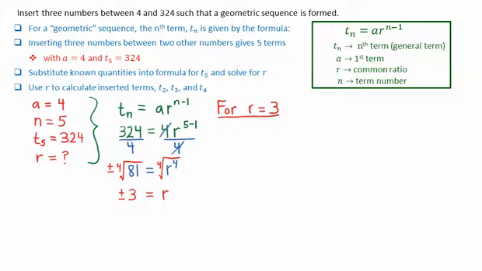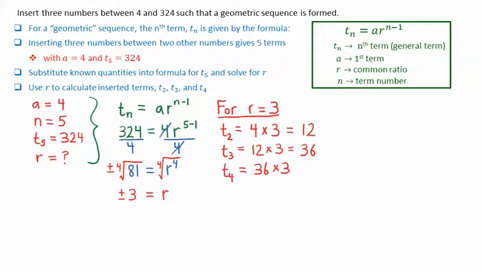For r equals 3, we can then calculate the second term using the first term times 3, giving us 12. The third term will be the second term times the common ratio, 12 times 3, giving 36. And the fourth term will be the third term times the common ratio, giving 108.